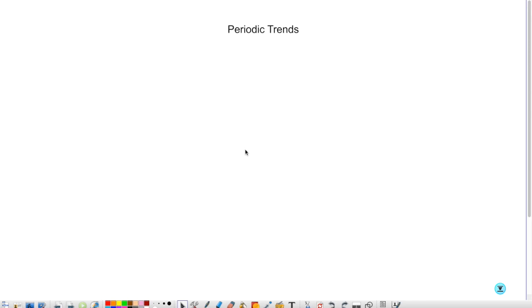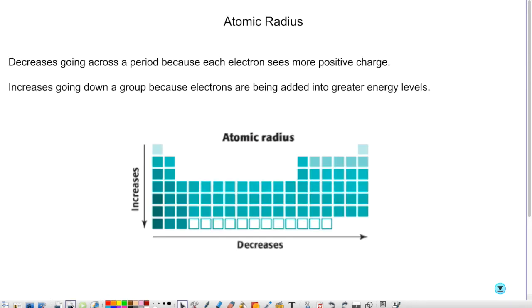Today we're going to be talking about periodic trends. You should have done most of the reading for this beforehand, so I just want to go quickly through everything, or at least the important ones to us. So atomic radius, understanding how atomic radius works and the trends in atomic radius will help us build some of the other trends. So I'm going to start here, and they decrease. The atomic radius decreases going across a period, and that's because the electrons see more positive charge in the nucleus.